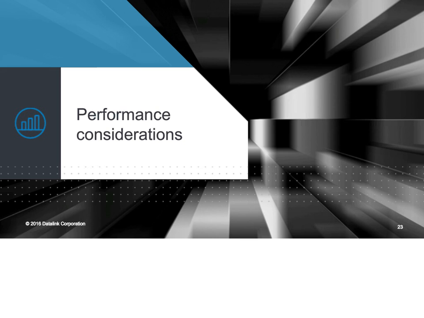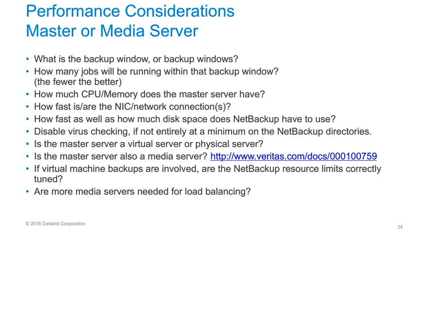Performance considerations. Now, a lot of these are network related, and some of them may not appear to be network related, but the performance of the servers always impacts how fast it can send and receive data. Because if the server is CPU bound or memory bound, then it slows down even the network traffic. So what are some performance considerations from the NetBackup side, from the master and media side?